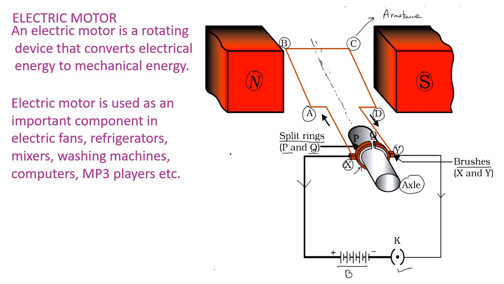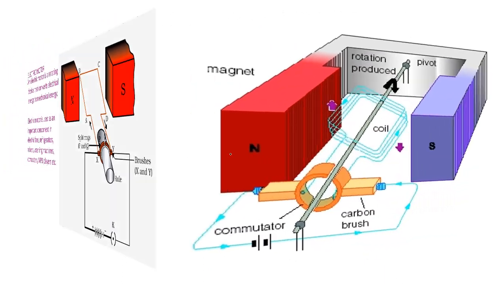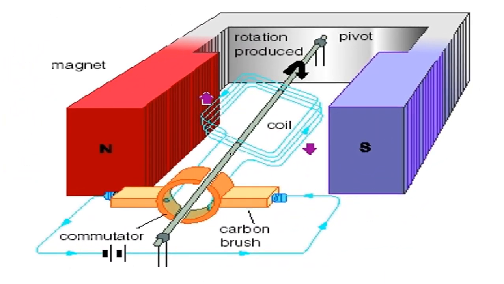Now we are going to discuss the working of the electric motor. With the help of this diagram, it will be very clear to all of you. Here you can see this is the plus terminal and this is the minus terminal of the battery when the current is passing through it. This is in contact with the metallic brush or carbon brush. These are the split rings. Suppose this is Q and this is P.